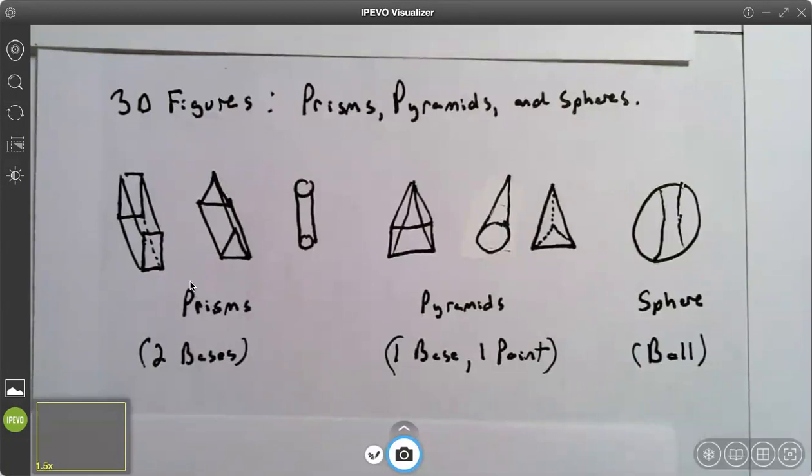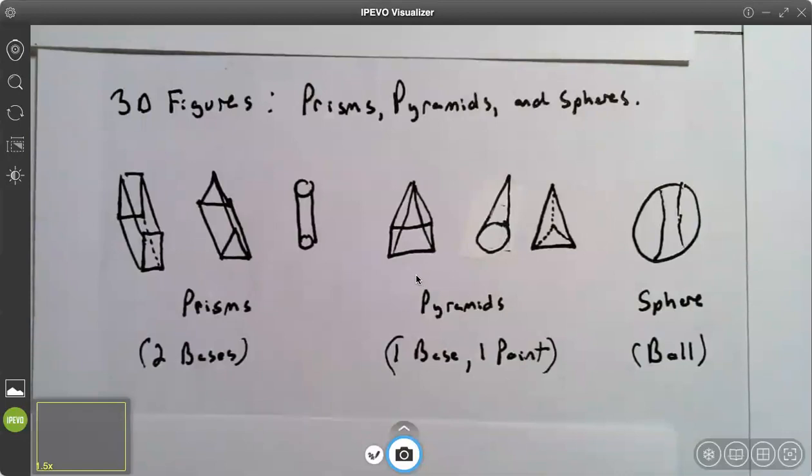A prism has two bases, a top and a bottom. This figure is a rectangular prism. It has two bases, both are rectangles. This is a triangular prism. It has two bases, both are triangles. This is a circular prism. It has two bases, both are circles, also known as a cylinder.